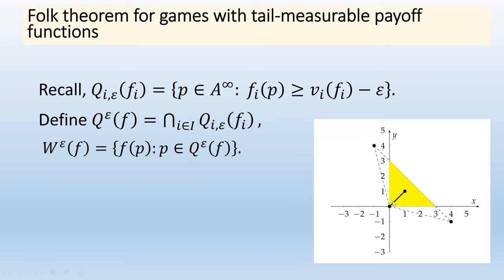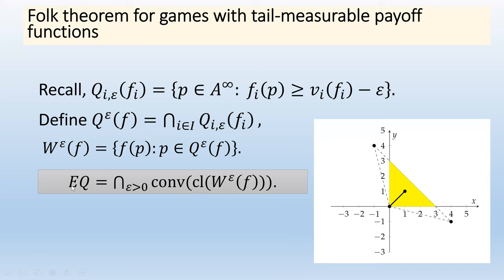W epsilon F is the payoffs themselves. Before it was the plays that give 0-0 and 1-1. So W is 0-0 and 1-1 themselves. And the set of equilibrium payoffs is the convex hull. Here closure is not relevant because we have 2 points, but generally it can be the convex hull of the closure of these 2 points. So here it's simply the segment connecting 0-0 and 1-1. Generally, it's the convex hull of the closure of these W epsilon F. So this is the folk theorem that we get.